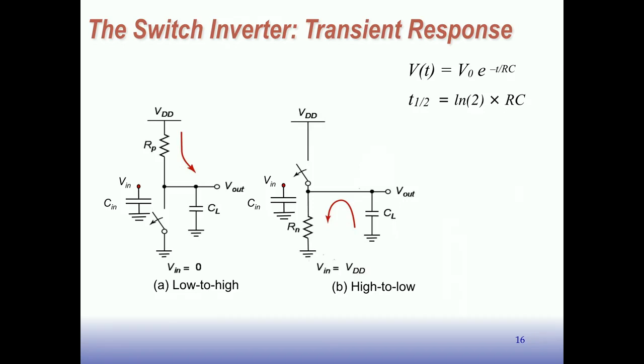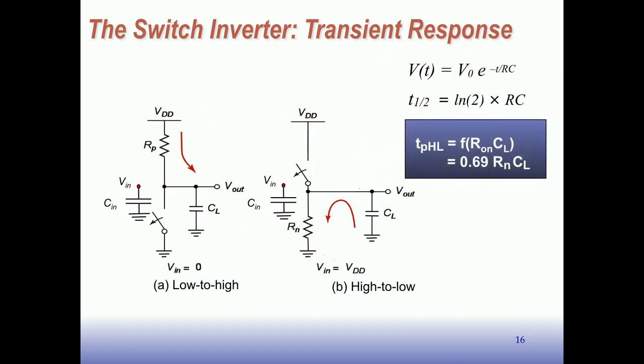You'll see why that's an important number later, but we like to characterize the circuit according to its t 1/2. We can get that by setting V equal to VDD over 2 and solving for t. And you get natural log of 2 times RC, and natural log of 2 is 0.69. So by definition, the high to low propagation delay for this circuit is defined to be the t 1/2 time, and the t 1/2 time is 0.69 times RC.